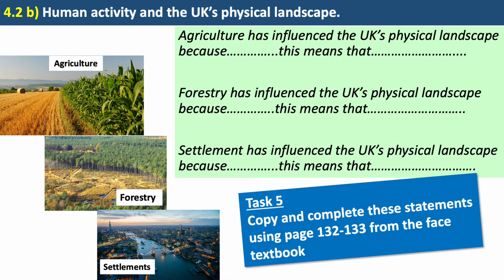The final task for this week is a copy and complete task. You will need page 132 and 133 from the FACE textbook to enable you to do that, and as I said before, that will be uploaded to Satchel 1. The 3 areas you will be looking at are agriculture, so that's farming, forestry, so the cutting down of trees for things like timber, and then finally settlements, so the places to live that we have established as human beings.